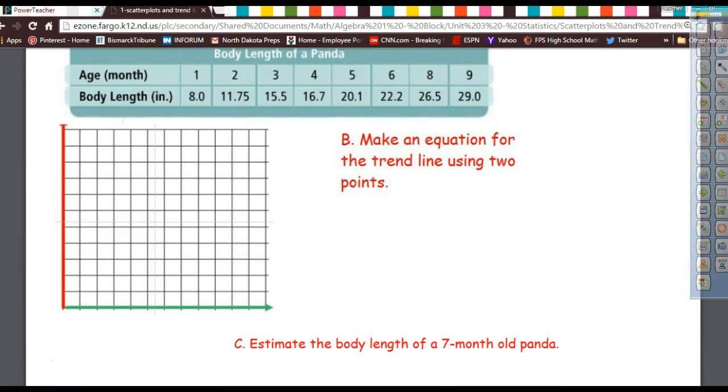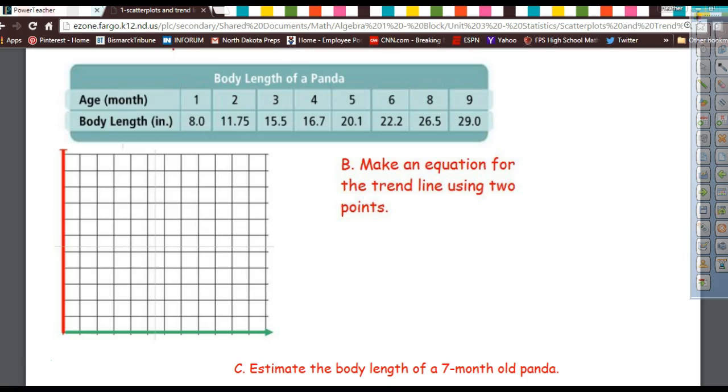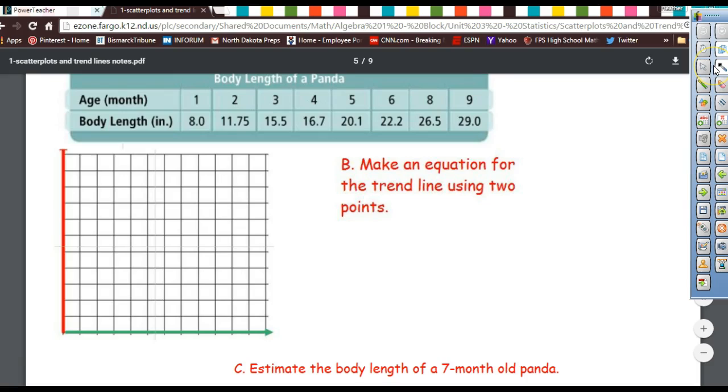All right, it gives us age and body length of a panda. Awesome. Okay, so all we have to do to make a scatter plot is plot these things. If time is one of your variables, time always goes on the bottom. So do we have time? Kind of. We have age, right? Which correlates to time. So we've got age on the bottom.